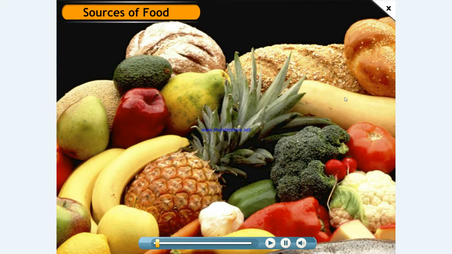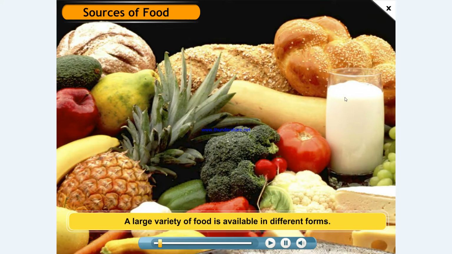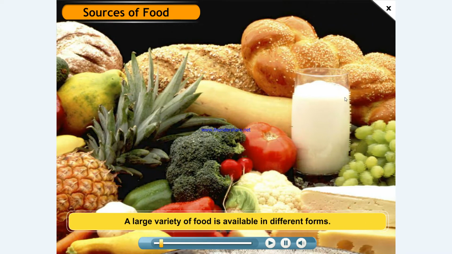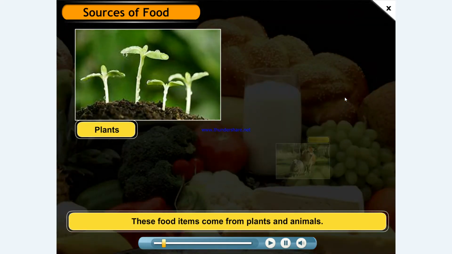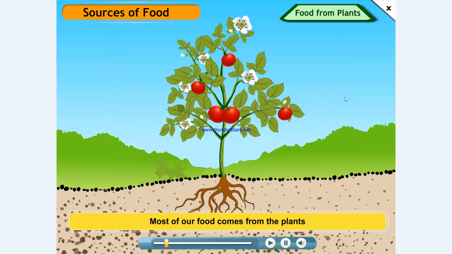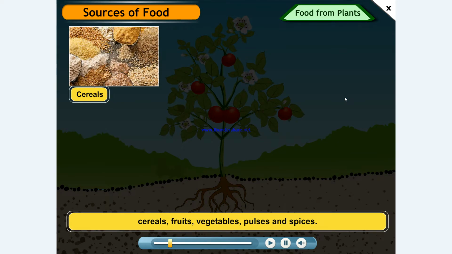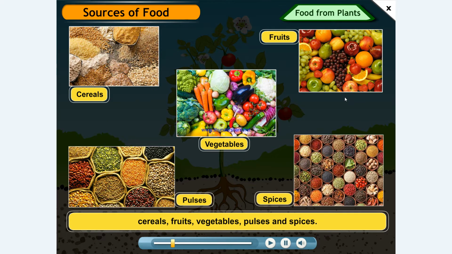Sources of food. Do you know where our food comes from? A large variety of food is available in different forms. These food items come from plants and animals. Food from plants. Most of our food comes from the plants. Plants provide us different types of food such as cereals, fruits, vegetables, pulses and spices.